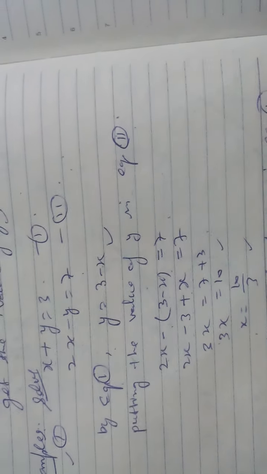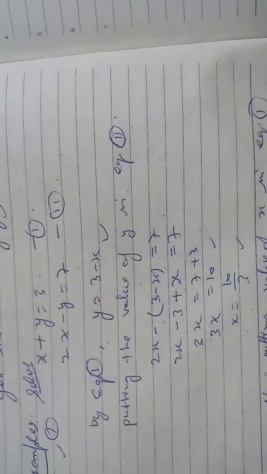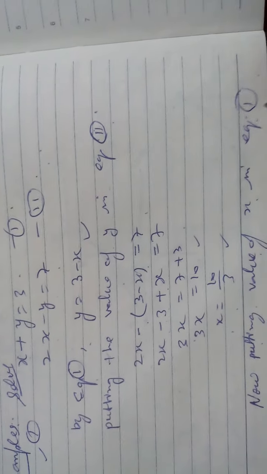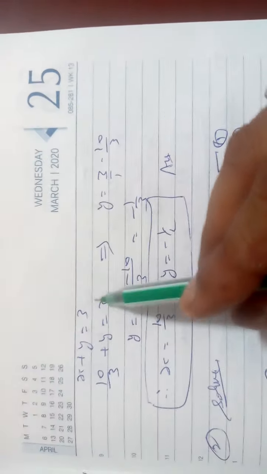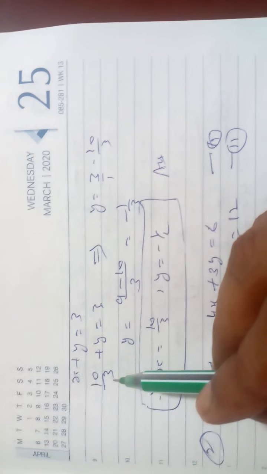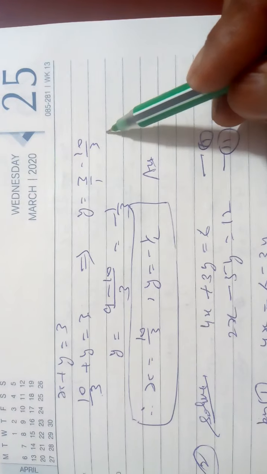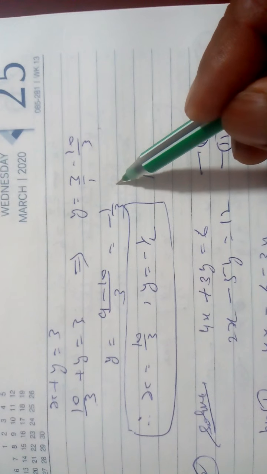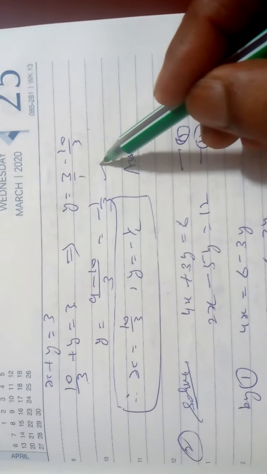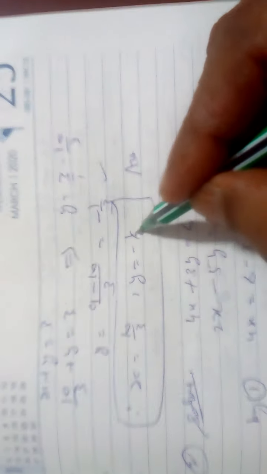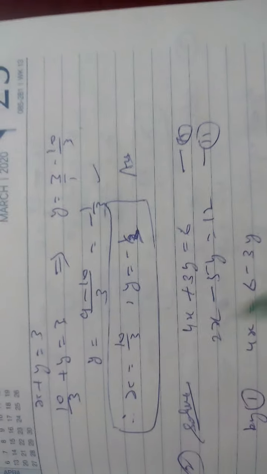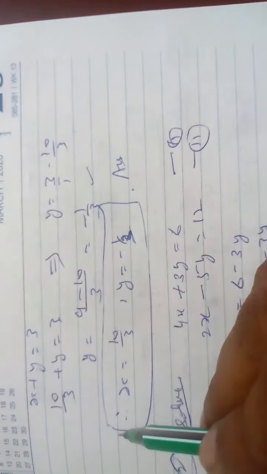Now what will you do? Putting the value of x in equation number 1 or in equation number 2. Here I am putting the value in equation number 1. x plus y equals 3, at the place of x, 10 by 3. Then y is 3 minus 10 by 3. Take LCM, 3 threes are 9 minus 10. Your answer is minus 1 upon 3. Here y you are getting minus 1 upon 3 and x you are getting 10 by 3. So x equal to 10 by 3, y equal to minus 1 by 3, together you write and it is your answer.